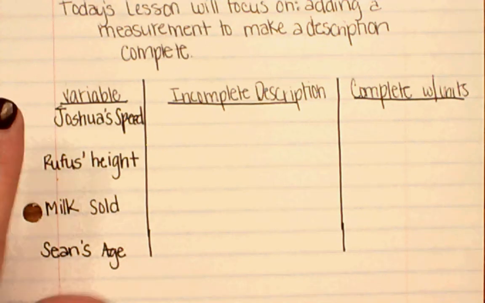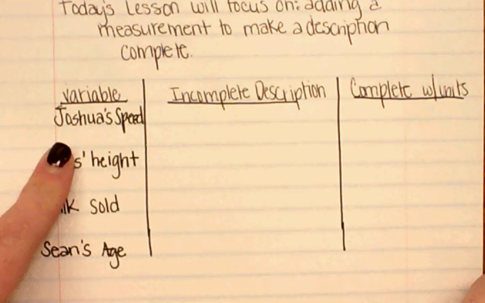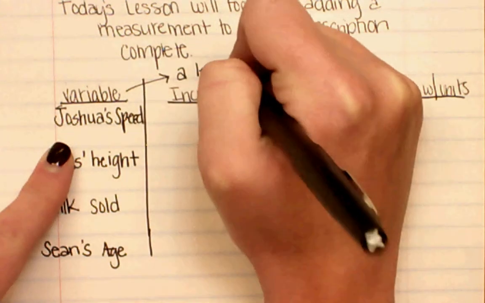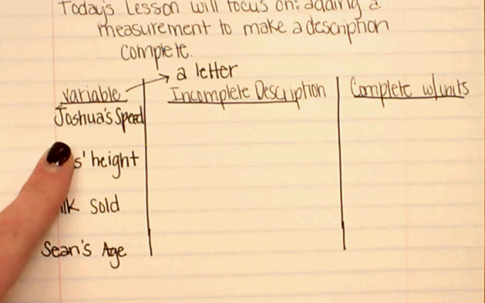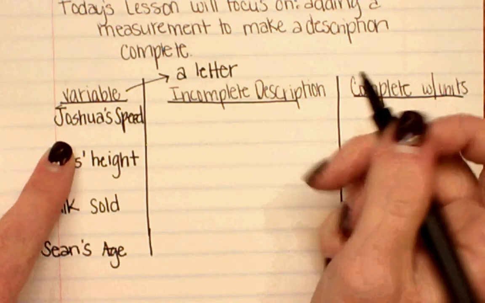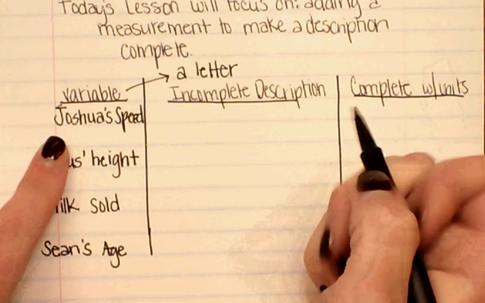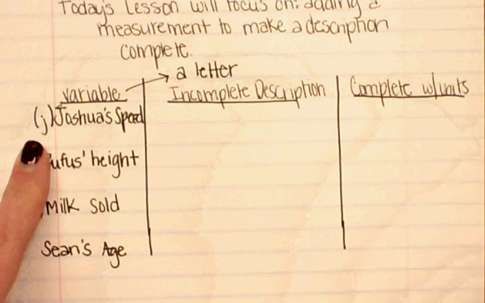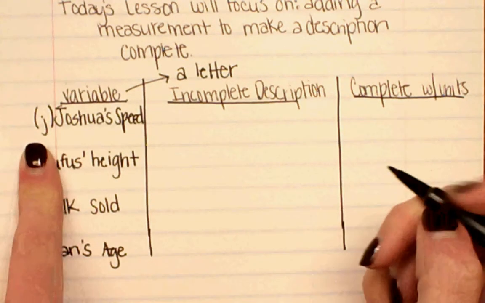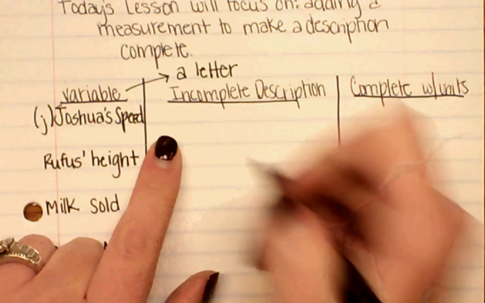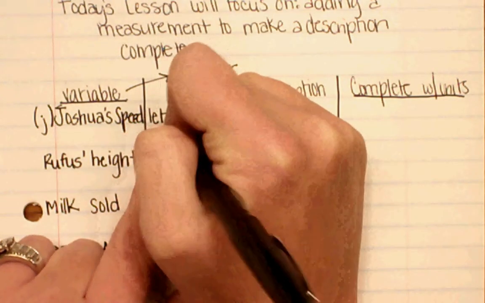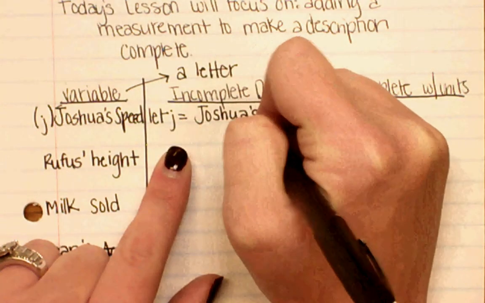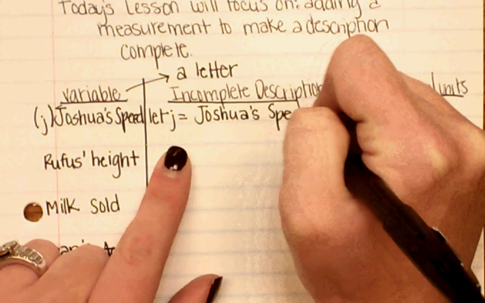So we're going to start here with Joshua's speed. You have to determine a variable. Remember, a variable means a letter. So a letter that can stand for Joshua's speed. What I always do is I just look at the first letter of the word that I'm using. In this case, it's Joshua, and so my variable would be J. The incomplete description would be let J equal Joshua's speed.